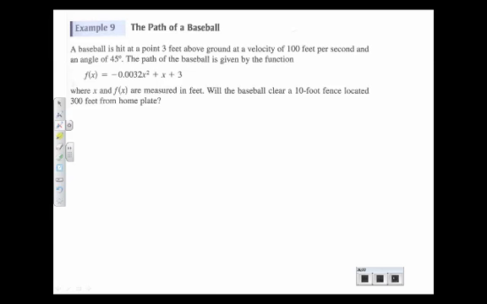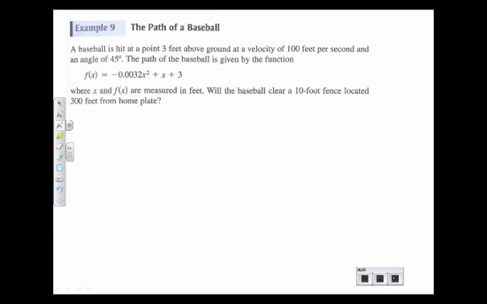Example 9. A baseball is hit at a point 3 feet above the ground at a velocity of 100 feet per second and an angle of 45 degrees, and there's a function that gives the path of the baseball. Will the baseball clear a 10-foot fence located 300 feet from home plate? Let's use our function and find out.